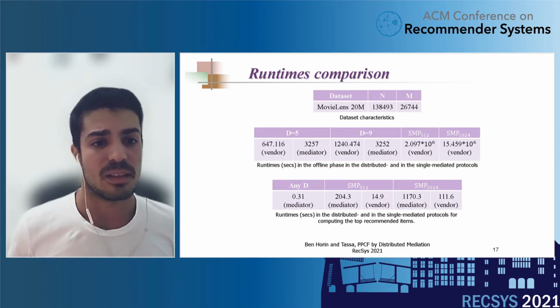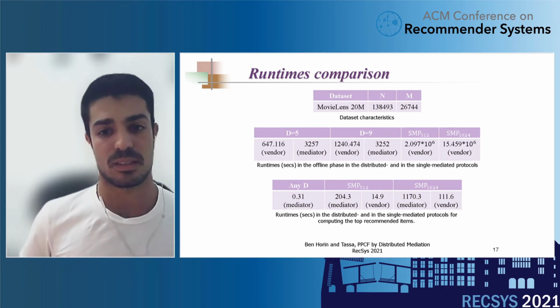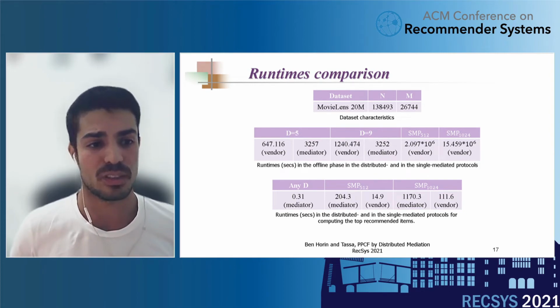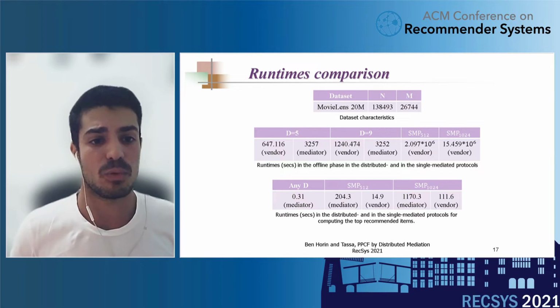Let us present the timing result as computed on the MovieLens 20 million dataset. The dimension of which, number of users n and number of items m, are shown in the first table. The second table shows the runtime for a mediator and for a vendor in the offline phase. The first 2 columns show the runtimes of our protocol as a function of D, the number of mediators. The next 2 columns show the runtime of the single-mediated protocol in the 2 settings of the homomorphic encryption key length, 512 and 1024 bits. In that protocol, all of the computational overload is on the vendor side. As can be seen, the differences are staggering. Our protocol is roughly 3 orders of magnitude more efficient.